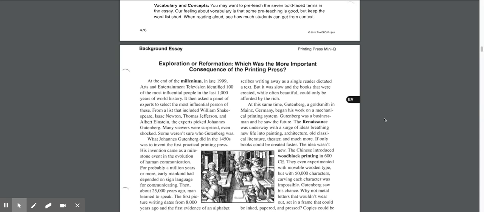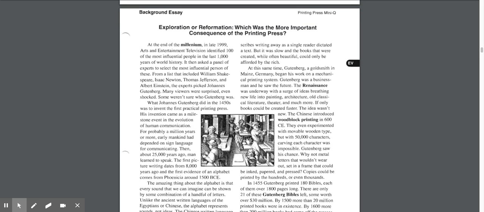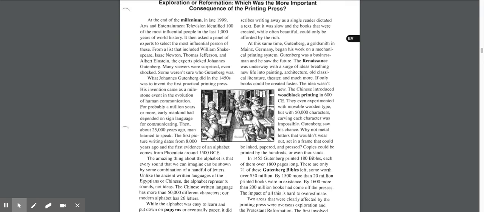The idea wasn't new. The Chinese introduced woodblock printing in 600 CE. They even experimented with movable wooden type, but with 50,000 characters, carving each character was impossible. Gutenberg saw his chance. Why not metal letters that wouldn't wear out, set in a frame that could be inked, papered, and pressed? Copies could be printed by hundreds or even thousands.